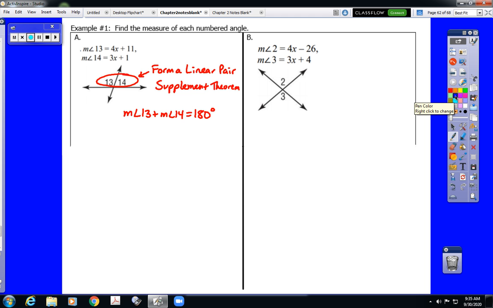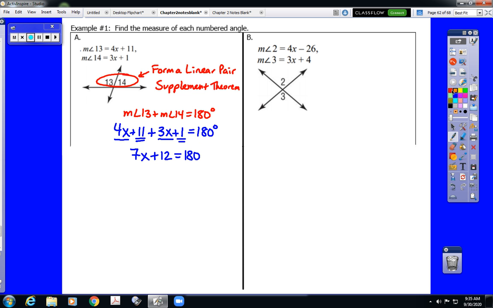So then what we do from there is we plug in these values from up above for 13 and 14 in our equation. So the measure of angle 13 is 4x plus 11. The measure of angle 14 is 3x plus 1. We plug those values in, and we're going to solve this equation to find x. Now we need x in order to plug back in and find the measures of angles 13 and 14. So we combine like terms. We've got two sets of like terms on the left side. 4x plus 3x is 7x. 11 plus 1 is 12, equals 180.